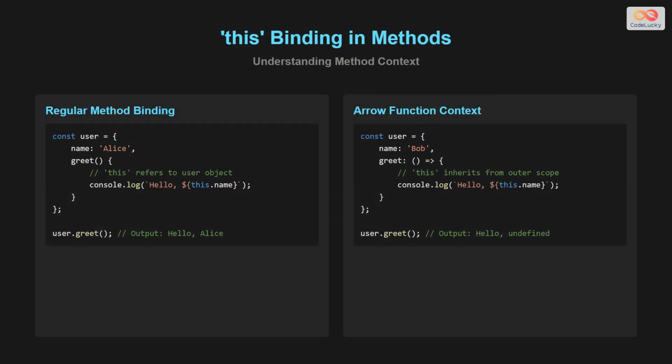Understanding how the this keyword behaves inside a method is very important. When a regular method is called on an object, the this keyword refers to the object itself. This allows methods to access the object's properties. In this example, when the greet method is called, this refers to the user object, so it can access the name property. However, when using an arrow function as a method, this does not refer to the object. Instead, it inherits the this value from the outer scope. As you can see here, in this case, this does not refer to the user object and therefore the output is hello undefined.